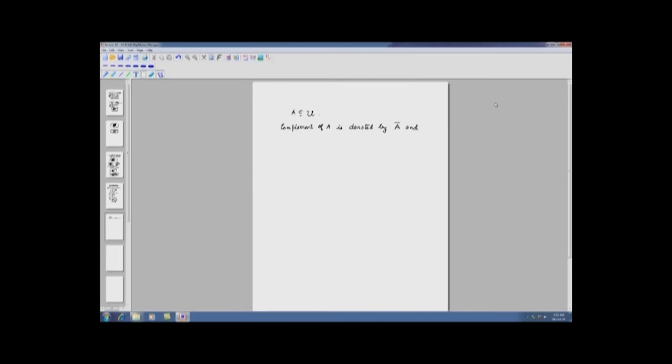and defined as: complement of A is a set consisting of all x belonging to U such that x is not in A, or in other words, by using the operations that we have defined already, the complement of A is U set minus A, that is the elements in U which are not in A.